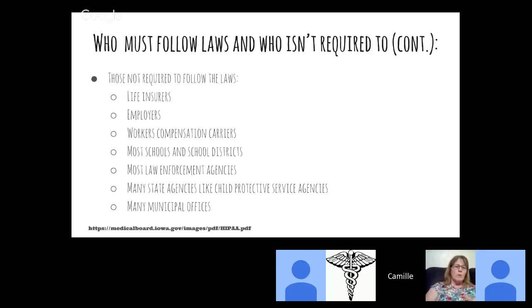So those who aren't required are life insurers, which I don't know if that's totally right, because my husband was just trying to get a life insurance policy and they requested his medical records, and he had to sign off to have them sent to the insurance company. Employers, I guess they don't have to follow the laws. Workman's comp, they don't. Most schools, because they want to make sure that everybody has their shots and everybody won't pass on illnesses to anybody else.